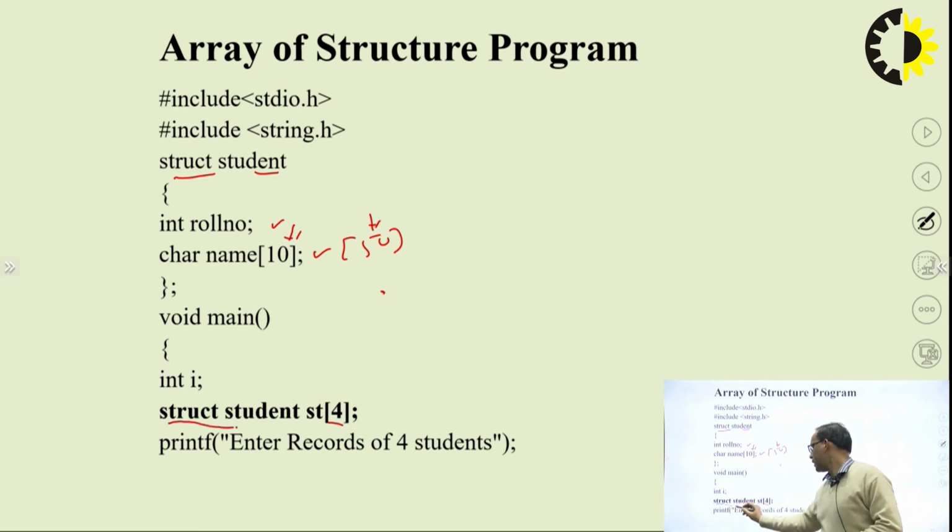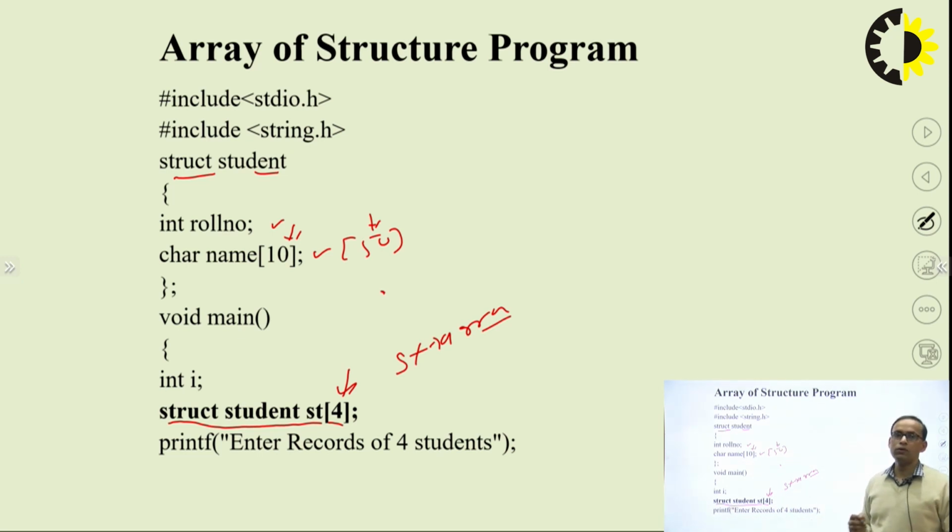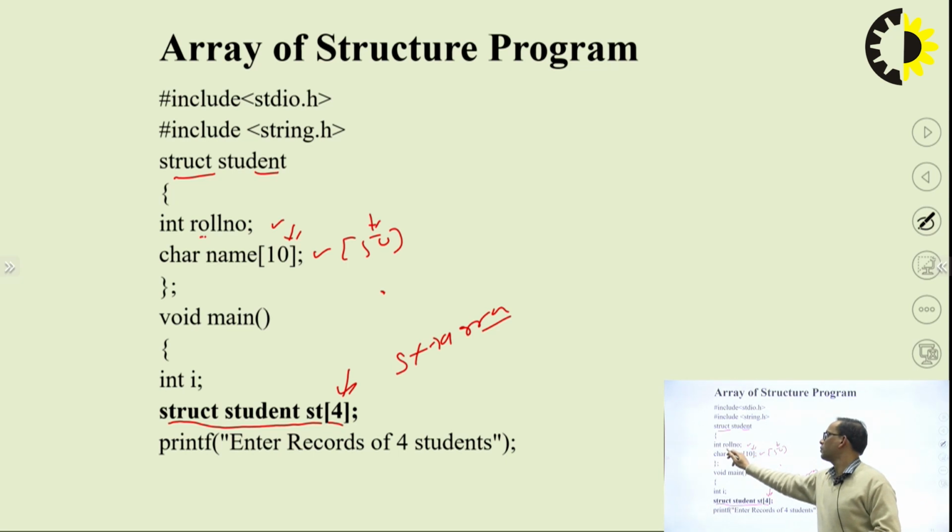Again, this is the array of structure: struct keyword, structure name, and st is the array. This is the array of structure, and this is the number of variables, about how many structure variables we are going to store information. So that represents the number of structure variables. Okay, so here we are going to maintain or store the information about 4 students, with the attributes roll number and name.